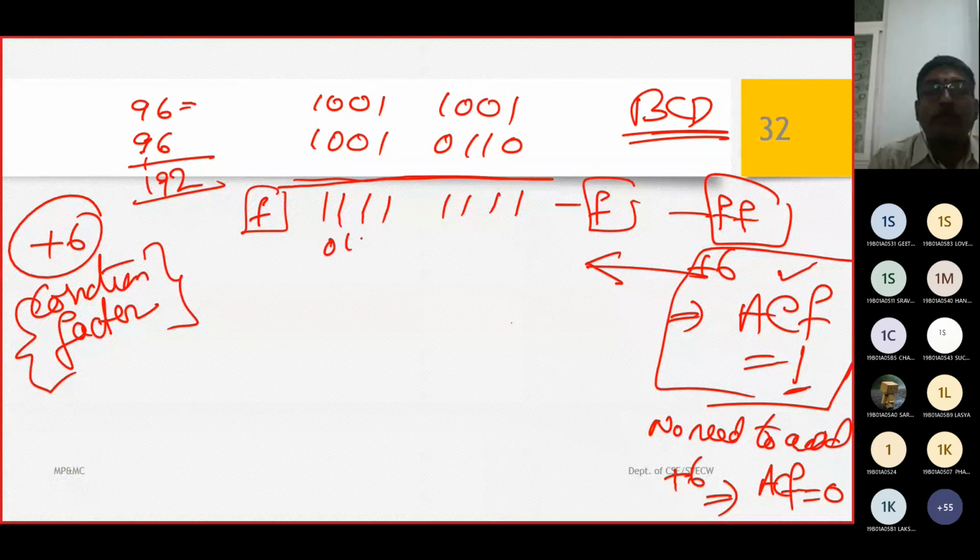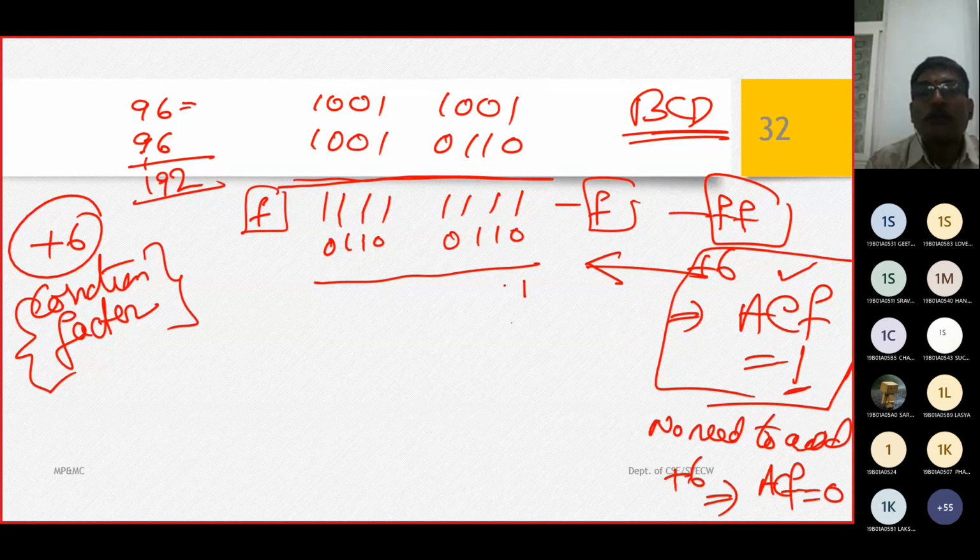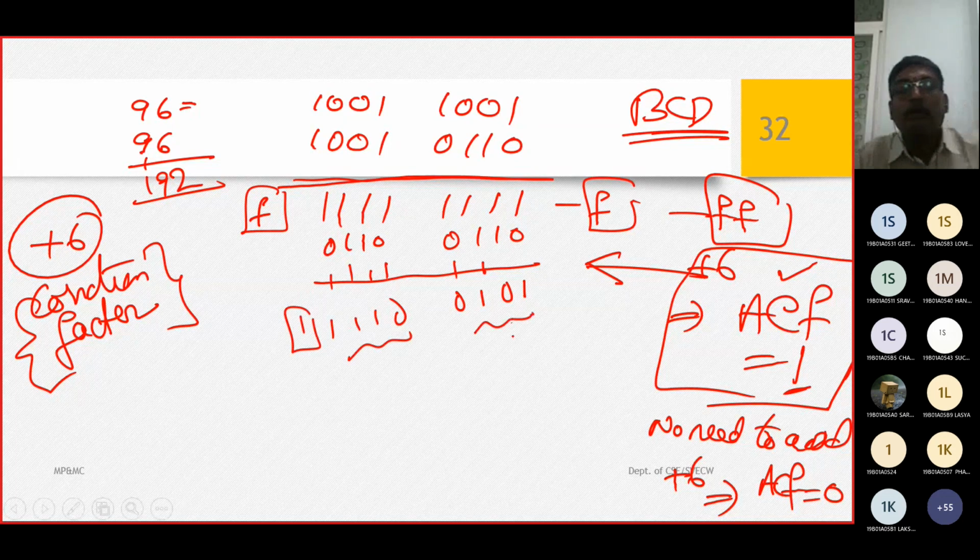So we do have a correction factor. 0 plus 1 is 1. 1 plus 1 is 0. Then 1 plus 1, 1, 1. Again it is here. So 1 plus 1 is 0, 1, 1, 1, 1. Again 1, 1. So this is the model we are going to get.